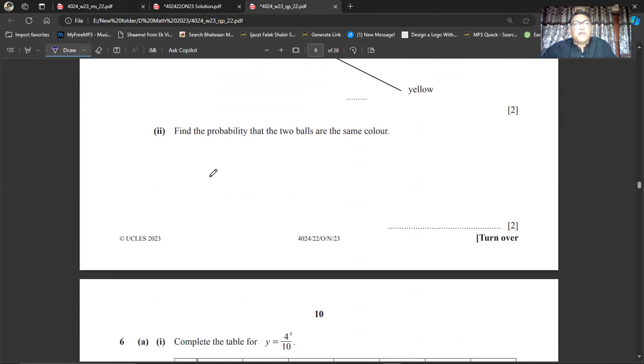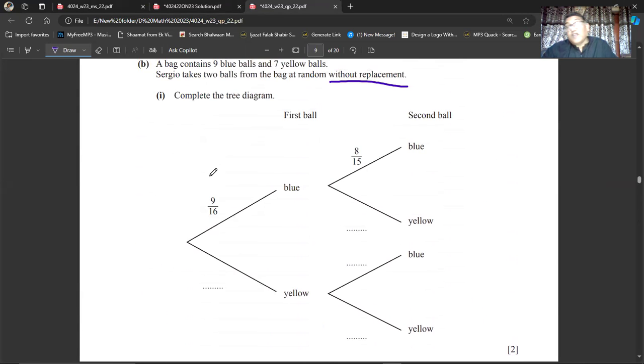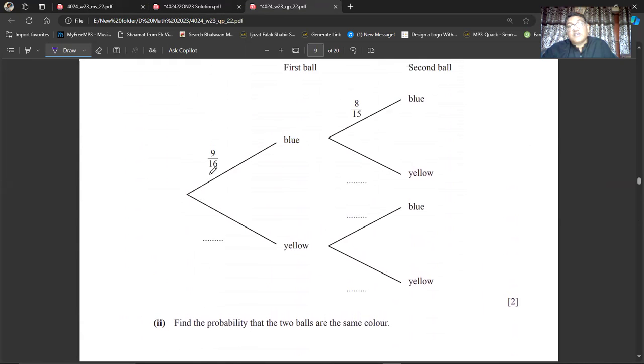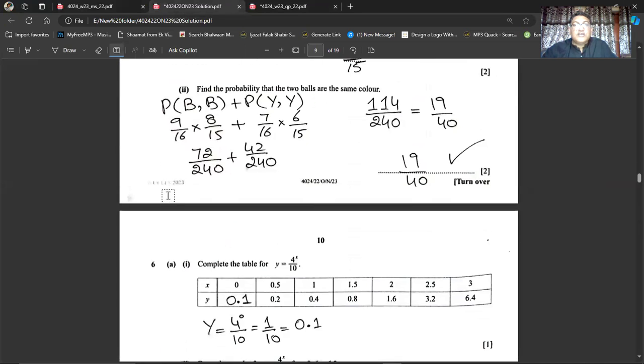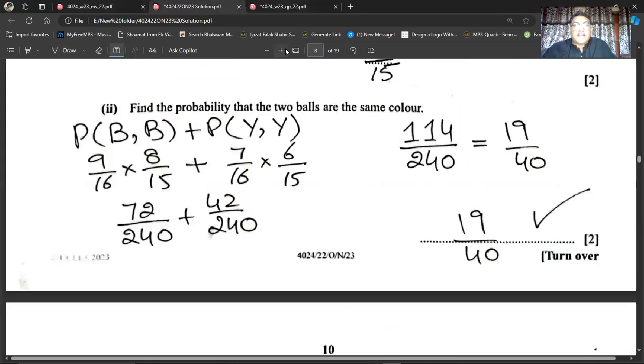He says, find the probability that the two balls are the same color. It's a 2 marks question. So they are talking about blue, comma blue, or yellow, comma yellow. So I will try to find out the probability of the blue, comma blue, plus the probability of the yellow, comma yellow. They represent an event in which you will have the two balls of the same color.